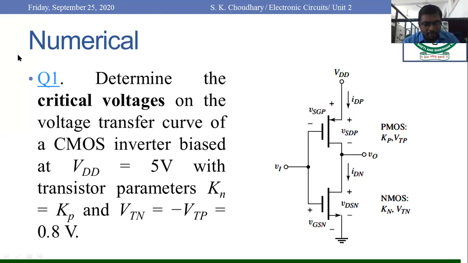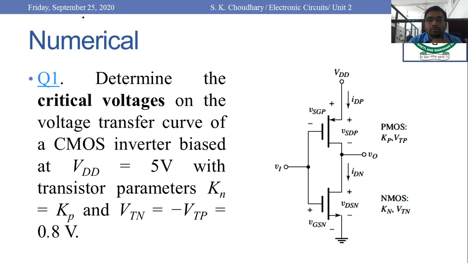You have to determine the critical voltage on the voltage transfer curve of a CMOS inverter biased at VDD equal to 5 volt, with transistor parameters Kn equal to Kp and Vtn equal to minus Vtp equal to 0.8 volt. The circuitry required for the CMOS inverter is shown on your slide. This is the circuitry that we have to follow, one of the circuits of the CMOS inverter.